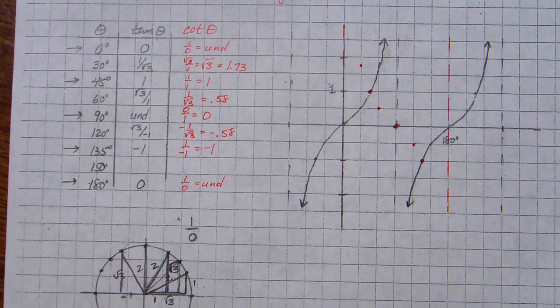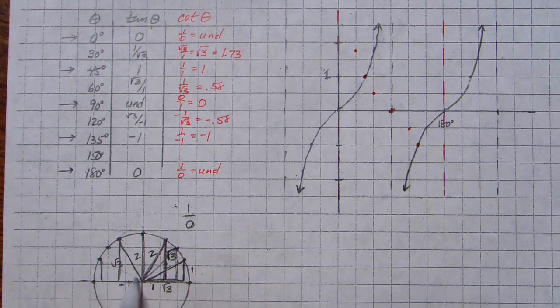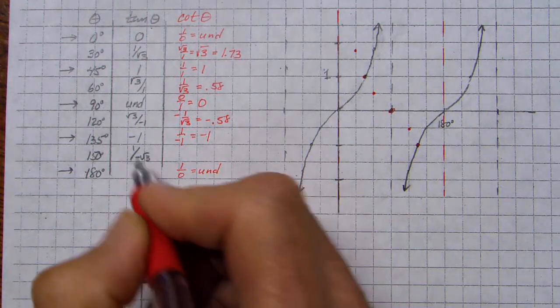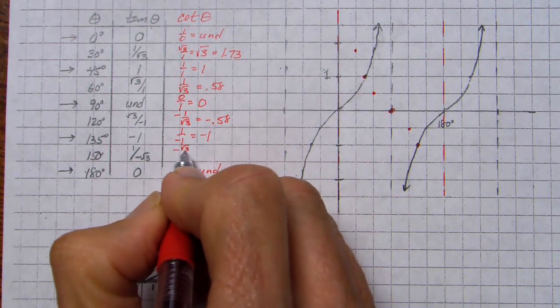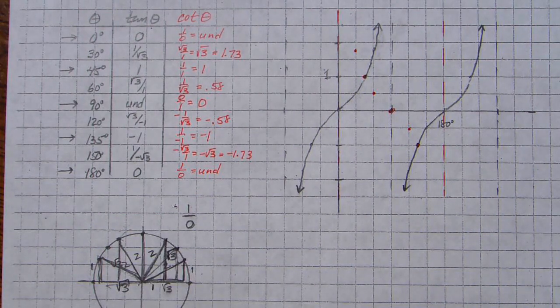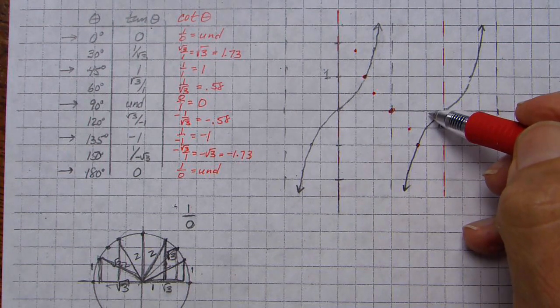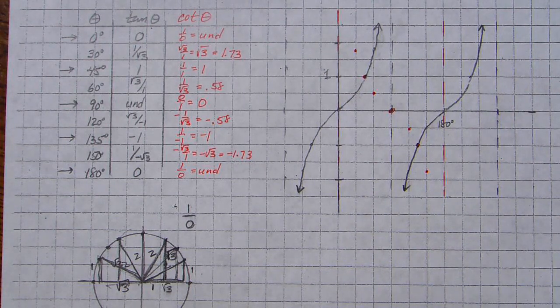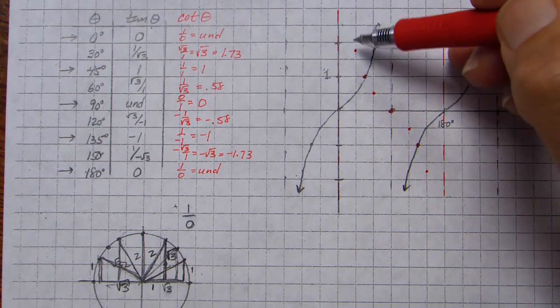And then finally, let's go to 150. 150 is over here. And so again, a 30, 60, 90 triangle, just oriented a little differently. So this would be 1, 2, and then root 3 along here. So I've got a 1 over negative root 3 relationship. So if I take the reciprocal, flip that over, negative root 3 over 1, or negative root 3, or as a decimal, negative 1.73. So I go over to 150, and then down to negative 1.73.